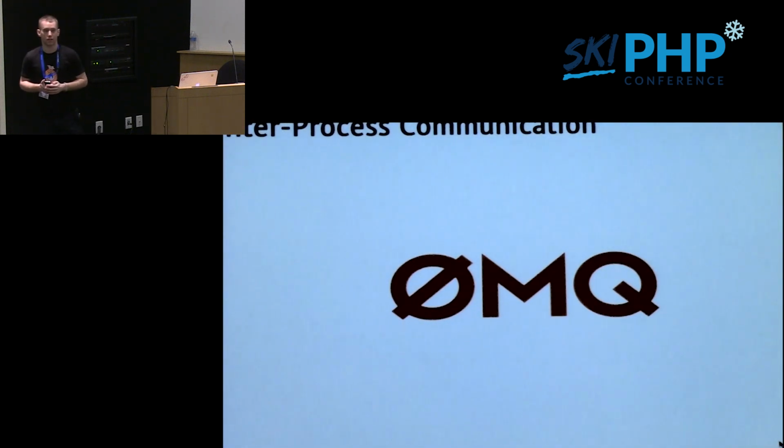Inter-process communication. There's many ways of doing this. Ratchet or React by default supports 0MQ. Has anyone heard or used this before? Excellent, nice, good number of people. So I could do a whole talk on this, but I just like saying 0MQ is TCP on steroids.